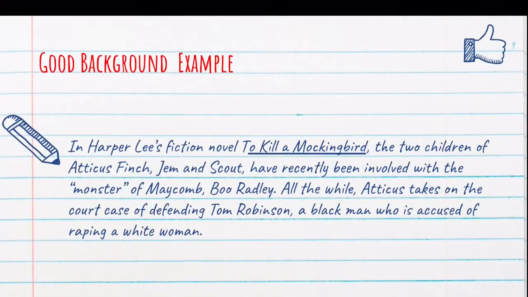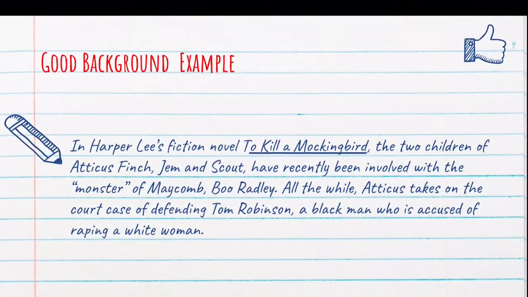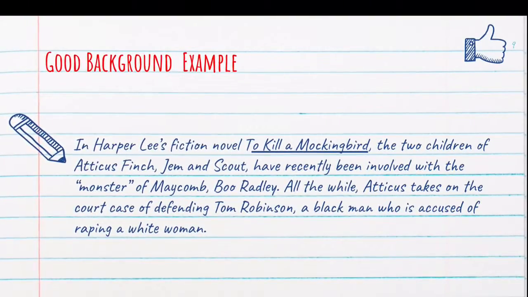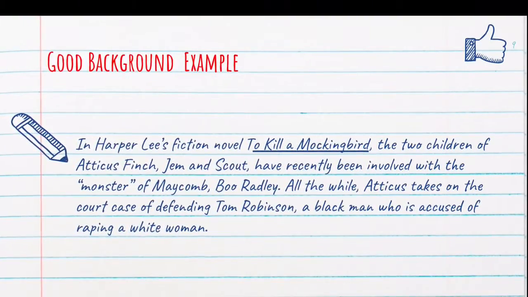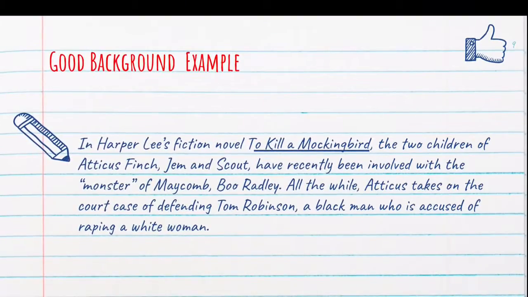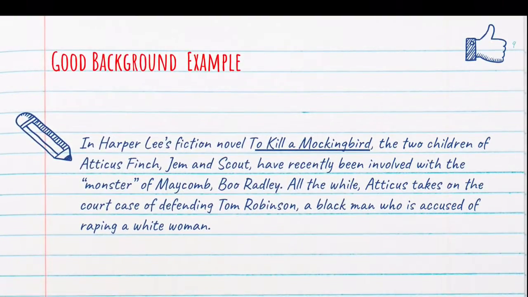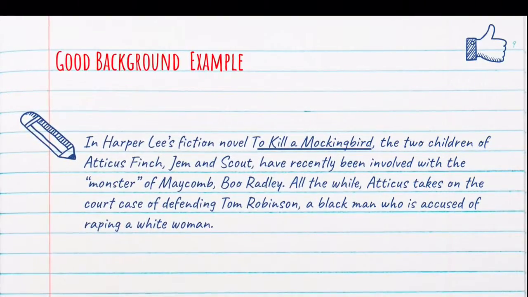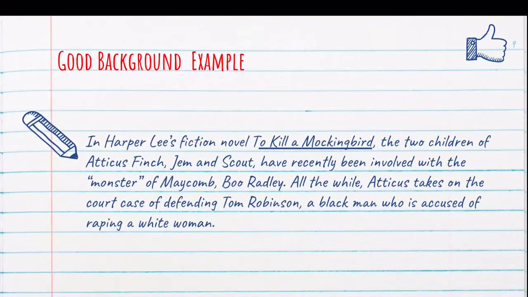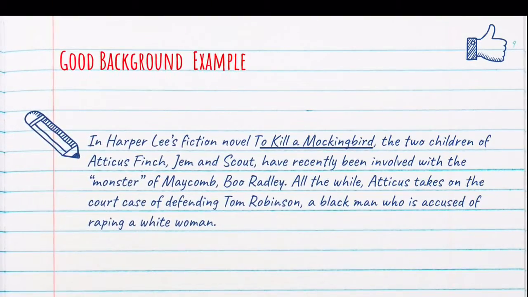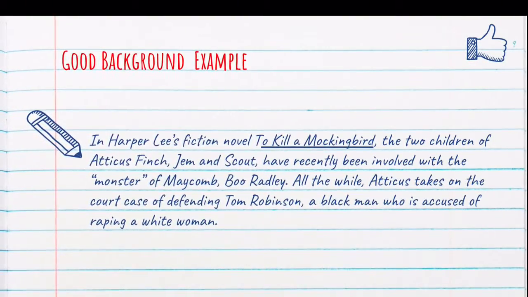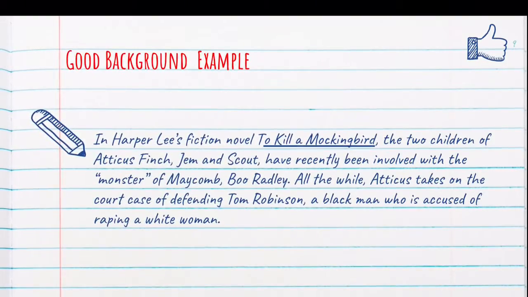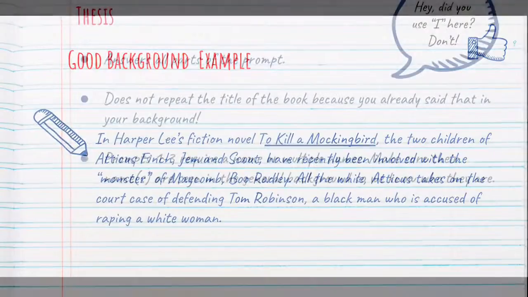Let's look at our second example. It says, in Harper Lee's fiction novel To Kill a Mockingbird, the 2 children of Atticus Finch, Jem and Scout, have recently been involved with the monster of Macomb, Boo Radley. All the while, Atticus takes on the court case of defending Tom Robinson, a black man who is accused of raping a white woman. What do you guys think about this background? I definitely like this background. It gives me the author's first and last name, it gives me the genre, it gives me the book title, and it gives me that basic information.